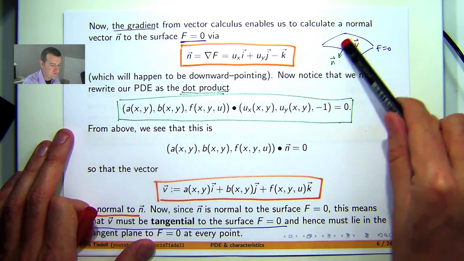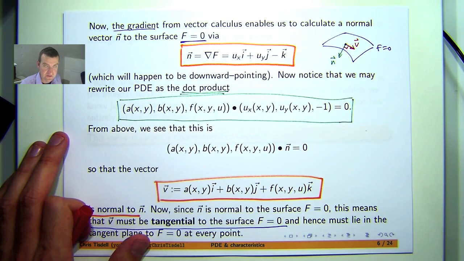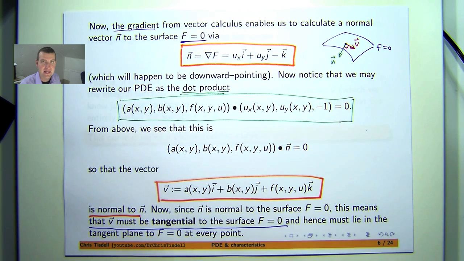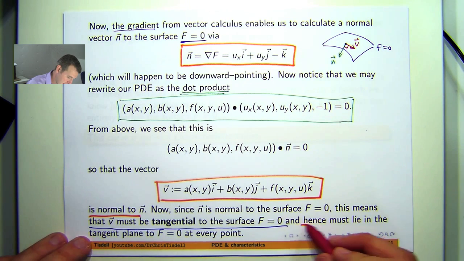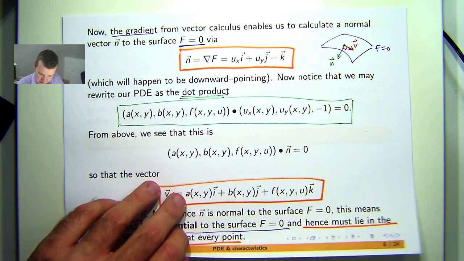You know they're normal to each other. You know that this n is normal to the surface, and therefore the vector V must lie, it must be tangential to the surface, must lie in the tangent plane. Okay? So the vector V must lie in the tangent plane.